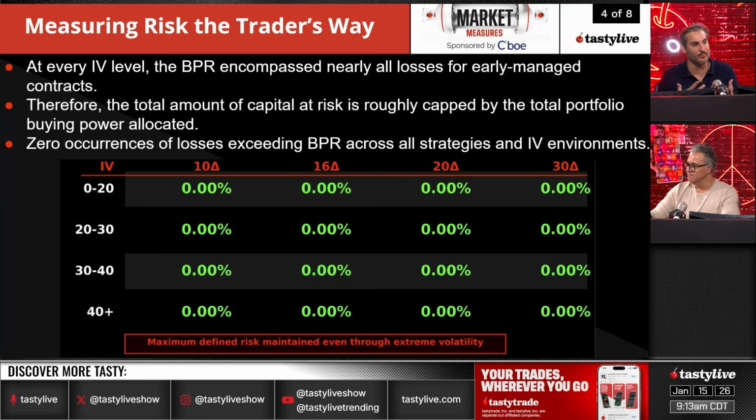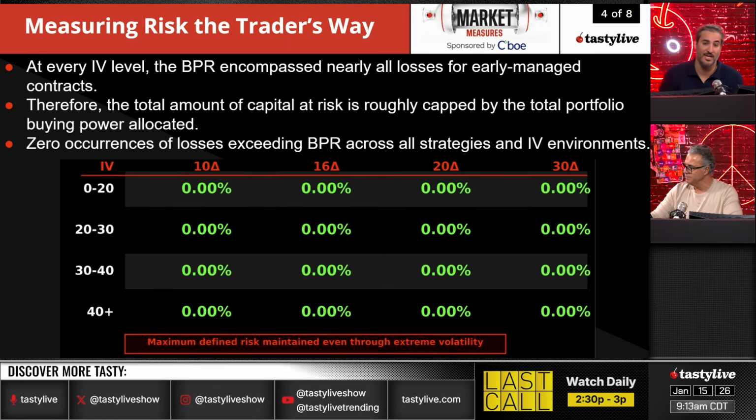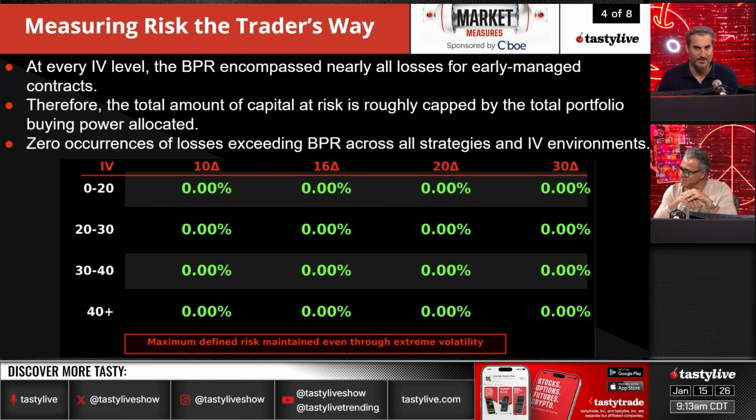So it is a relatively reasonable way to measure your 30-day outlier risk. You just look at buying power. The total amount of capital at risk is roughly capped by the total portfolio buying power allocated. So when you're looking at buying power, it gives you an idea of your risk on these trades. There were zero occurrences of losses exceeding the buying power across all strategies and IV environments. Even when volatility was really high, the buying power reflected the loss potential. Yeah, it works. That's what it comes down to.